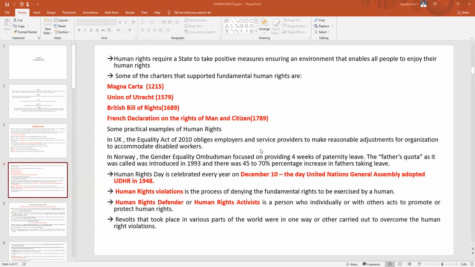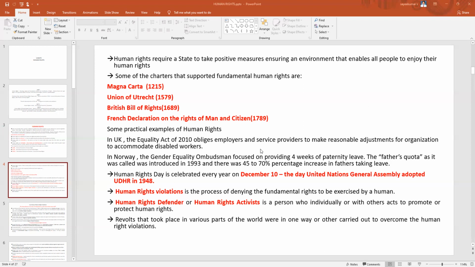So human rights we have heard. What is meant by human rights violations? It means denying the fundamental rights from being exercised by a particular human. A human rights defender or human rights activist is a person who, individually or with others, acts to promote or protect human rights.